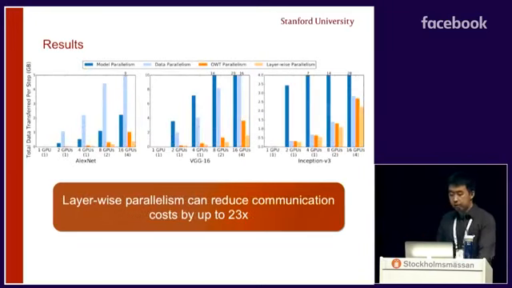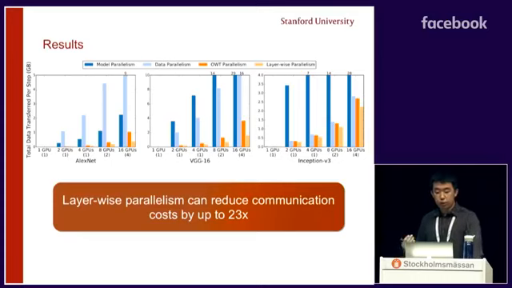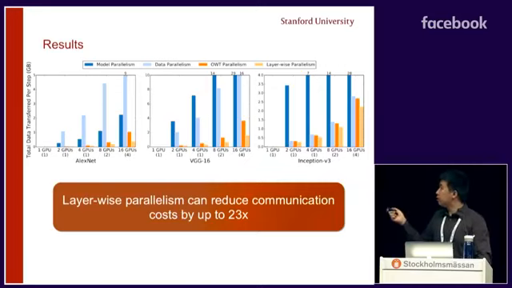And we also found that FlexFlow is very efficient at reducing data transfers in distributed executions. So this figure shows the total amount of data transferred per iteration by using different parallelism. For these figures, the lower the better. And as you can see, layer-wise parallelism can significantly reduce the communication cost compared to other approaches.